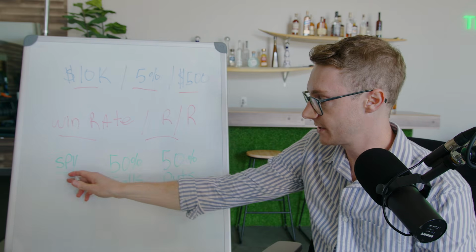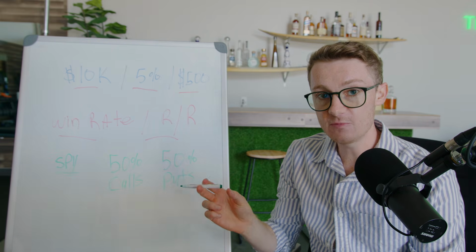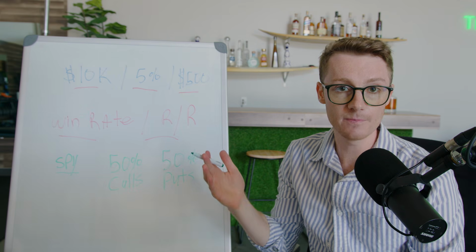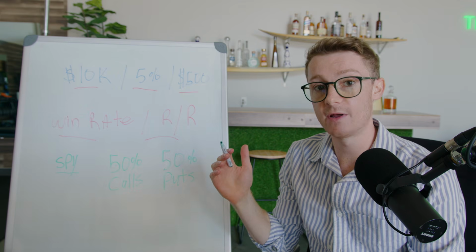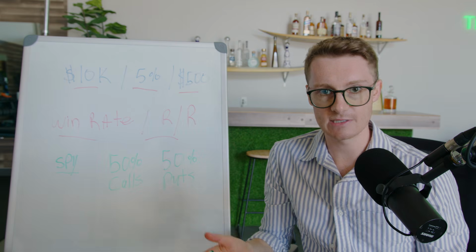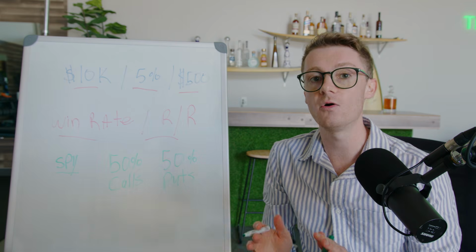You're choosing one ticker. We are going to want to buy 50% calls, 50% puts. That means you're going to be betting on SPY going up 50% of the time, and betting on it going down 50% of the time. And this is all going to be done on a daily basis. So this is all going to be day trading. We're not going to hold anything overnight.